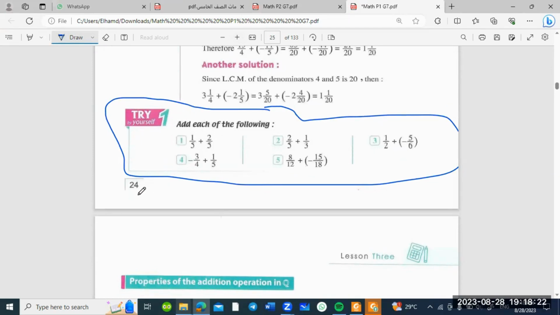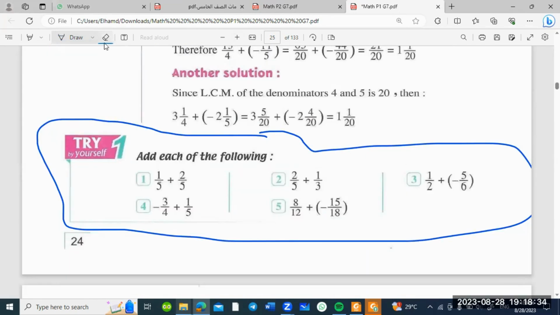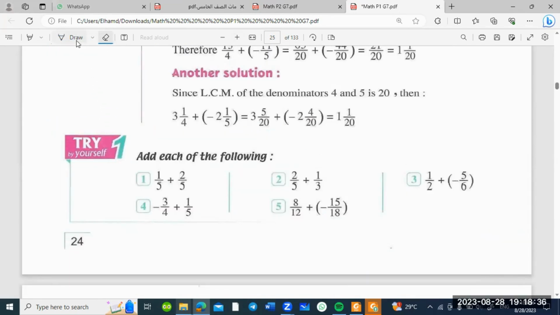Do you have the page? Do you have the page? This is page 24. Start, Yarwin, to answer question number 1.